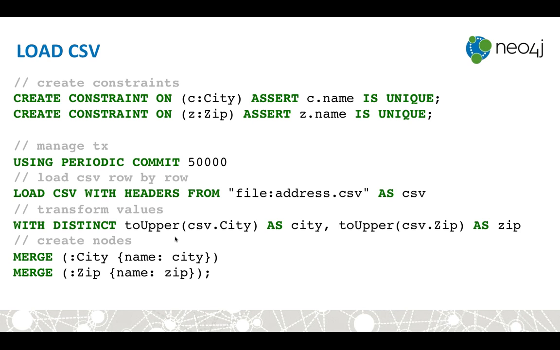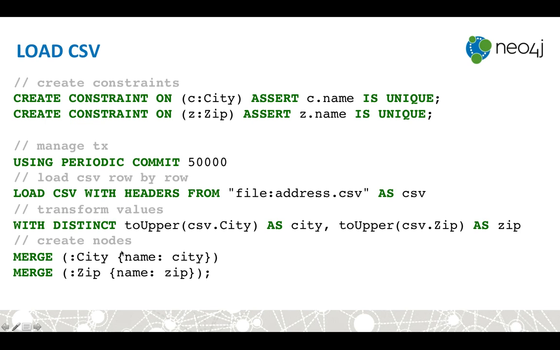In this case, I use with distinct because this address file has like 2.8 million rows. And of course, there are not 2.8 million cities in the Netherlands, because it's all the way down to the house number, or actually down to the company. If I do with distinct here, then I get just one row per city and zip code.